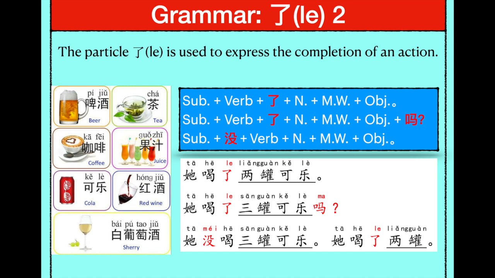So for this one, we have three sentence forms. Positive statement, yes-no questions, and negative statement. So the subject plus verb plus 了 plus number plus measure words plus object. So please do this part together. Same thing here, yes-no question. We just add ma at the end of sentence. And 没 is used before the verb to negate the whole sentence. Please pay attention, we don't use the 了 here.